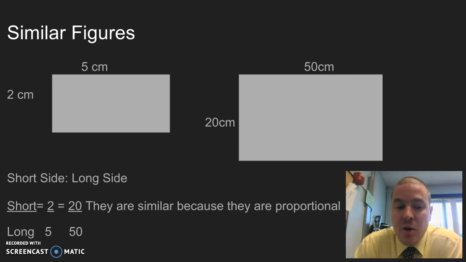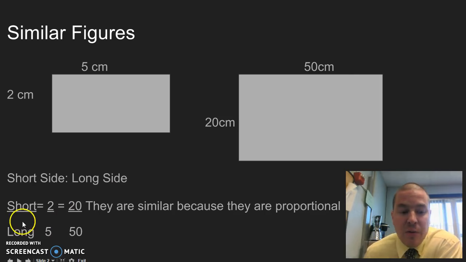You set up the ratio of short side to long side. So the ratio short side over long side, you've got 2 centimeters, which is the short side, over 5 centimeters, which is the long side, equal to the other rectangle that you're comparing it to, 20 centimeters over 50 centimeters.